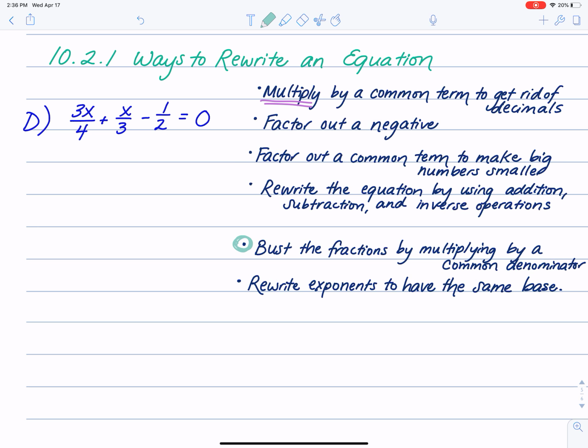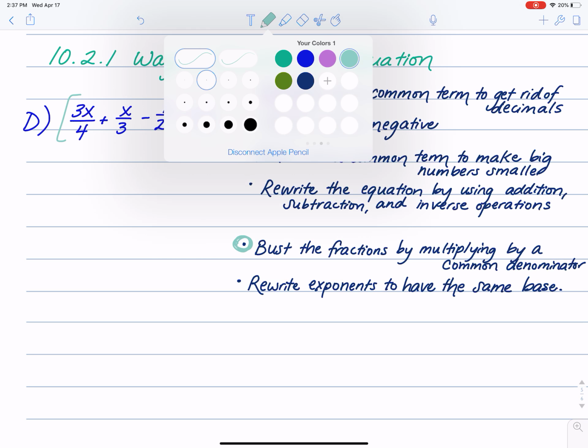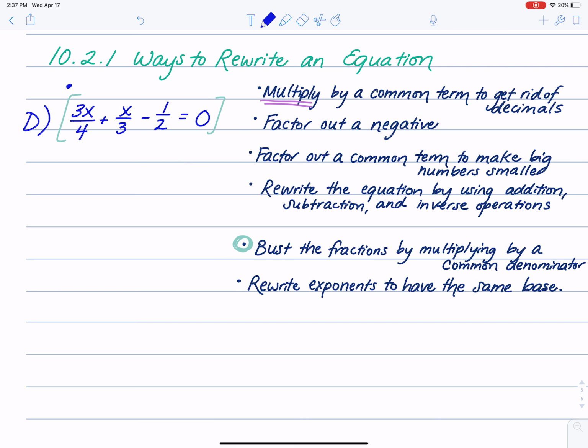We look at all the denominators and we ask, okay, we have a 4, a 3, and a 2. What's the smallest number that all three of these go into? We could just multiply them all together. 4 times 3 times 2 is going to give us 24, but I'll tell you that's not the smallest number that all these go into. The smallest number is actually 12. So what we would multiply by is we would multiply this whole equation times the value of 12.